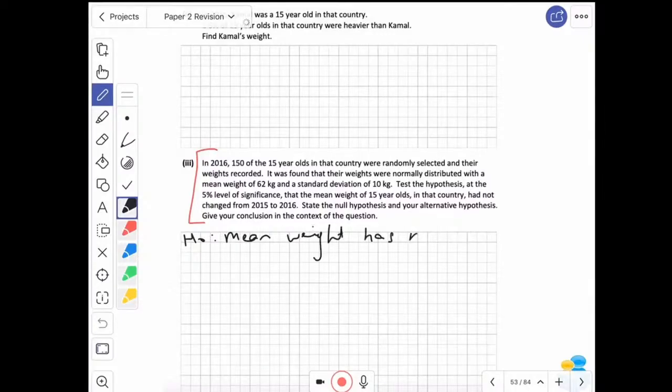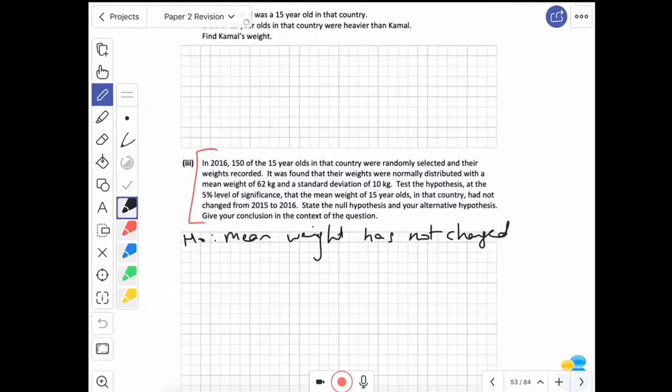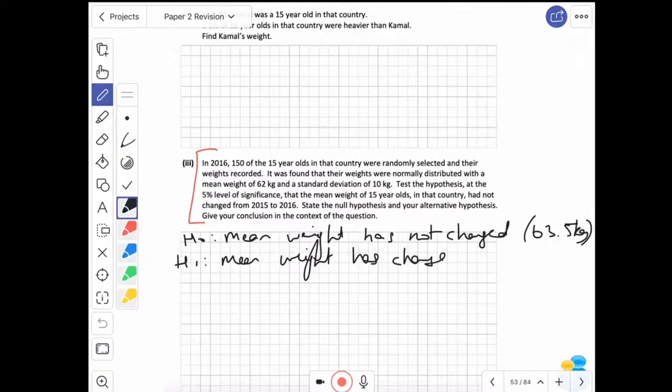has not changed. So remember, originally the mean weight was, what was it now? Let me go back. Oh yeah, 63.5. And then your alternative hypothesis is that the mean weight has changed. And that's basically what we're going to be trying to prove or disprove by the end. Now, as I said to you, when you're doing a hypothesis test for the population mean, you've got two options. You can do your confidence interval or you can use your z-scores. It will work either way. So I'm going to do the z-score for this one. But again, either way will work perfectly.